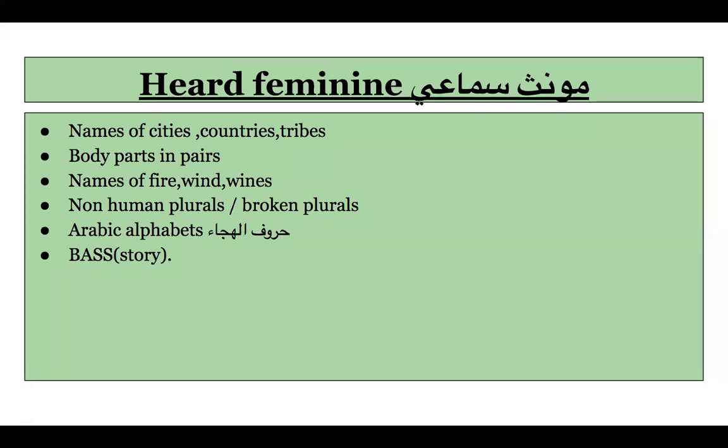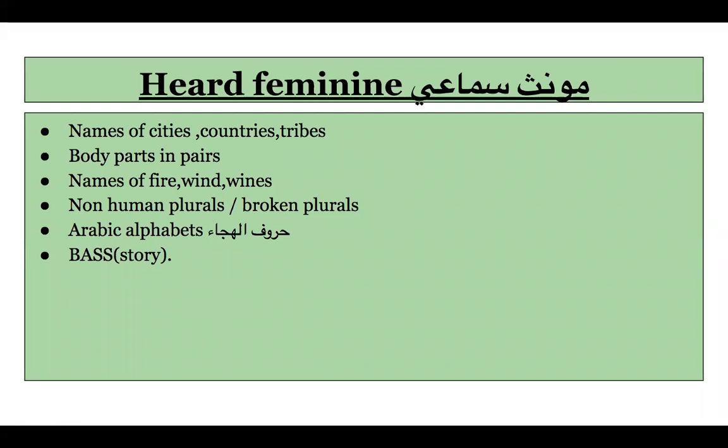And also remember, as I've been telling you, there will be exceptions. But since we are not going to be dealing with hadith literature at this point, we don't need to worry about that part. You can comfortably say body parts in pairs are going to be treated as muannas samai, or heard feminine, because Arabs treated them like that. Names of fire, wind, winds, all of them are also in this category. They are all going to be treated as feminine.